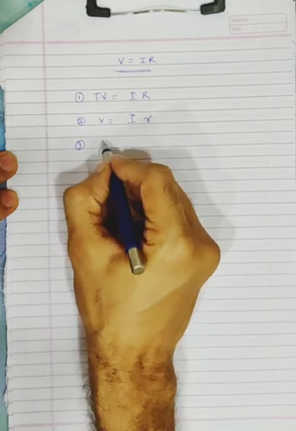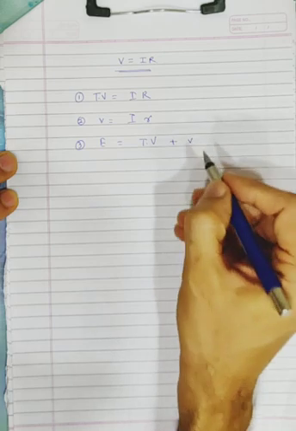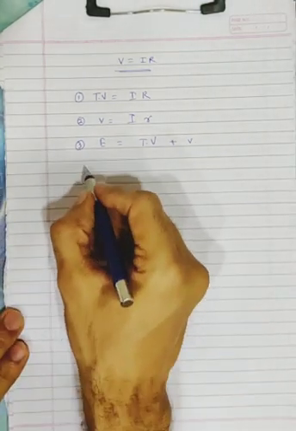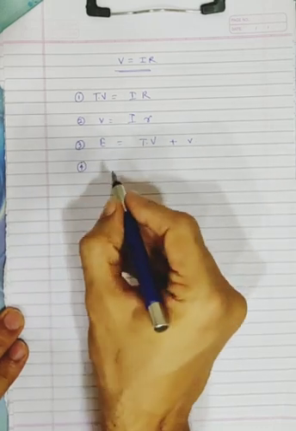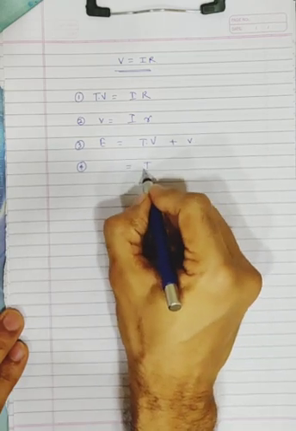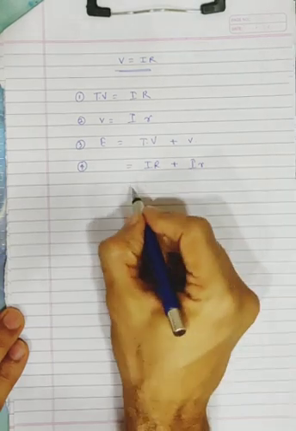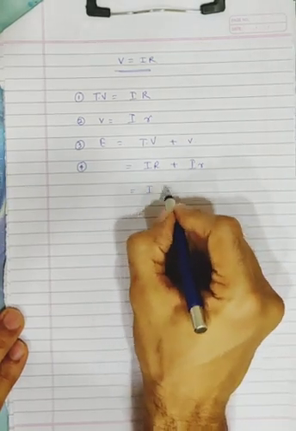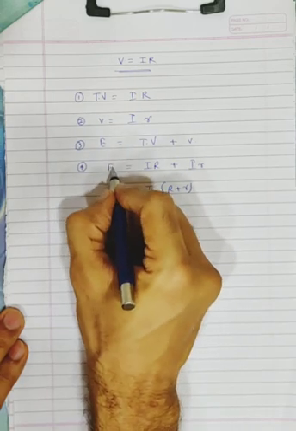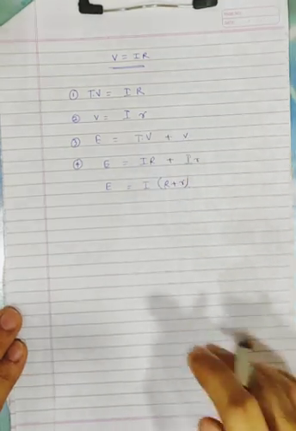Third formula, we know that EMF is equal to what? Terminal voltage plus the voltage drop. And the fourth one, the last thing, what we'll do is substitute. What is terminal voltage equal to? IR. Voltage drop is what? I into small r. What can you take common here? I in brackets R plus small r. So that's your formula number 4. These are the 4 formulas we are going to use.